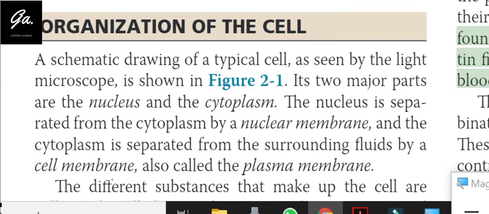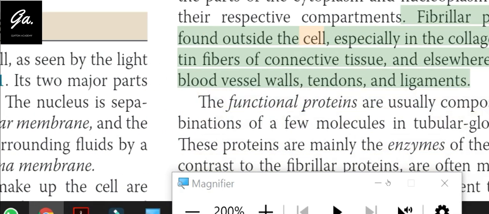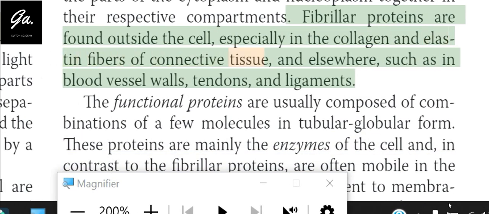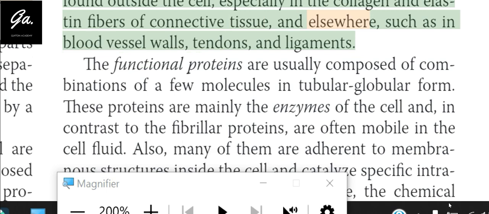Fibrillar proteins are found outside the cell, especially in the collagen and elastin fibers of connective tissue, and elsewhere, such as in blood vessel walls, tendons, and ligaments.